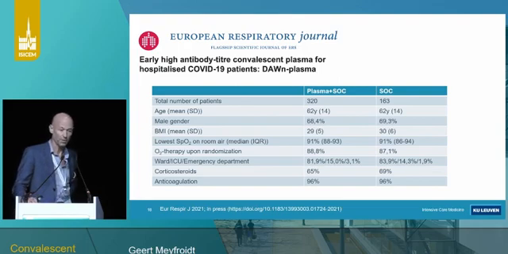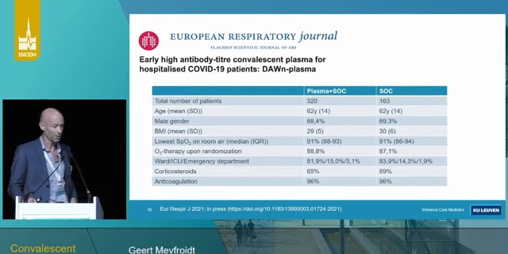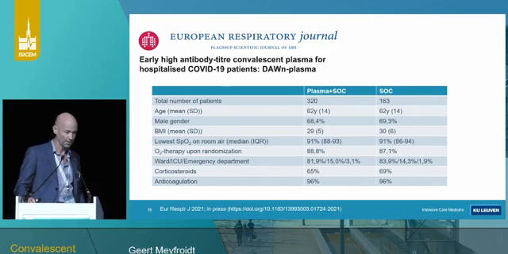Median age was comparable. Proportion of male gender was comparable. Most of the patients were obese, and the BMI was comparable in both groups. They were sick: on room air, saturations were 90%, 91%, and 88.8%, almost 90% of patients got oxygen upon randomization. Most patients were randomized when they were in the normal hospital wards, 15% were in the ICU. There was a comparable proportion of patients who received corticosteroids, and a comparable proportion of patients who received anticoagulation in the form of low molecular weight heparin.